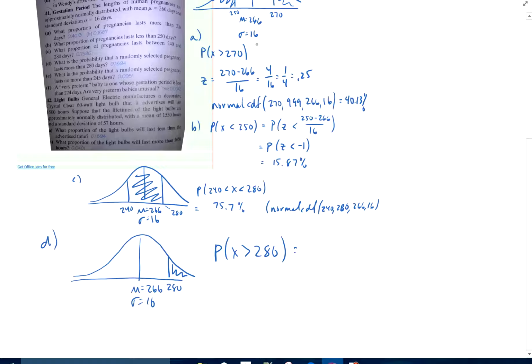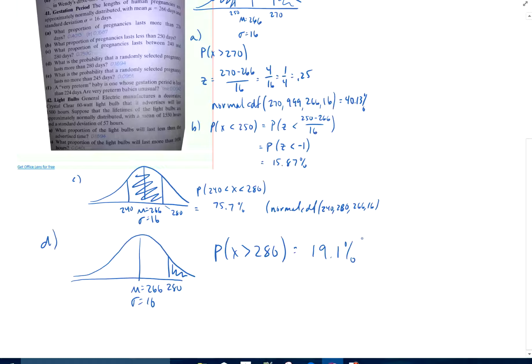Okay, since we've done the z-scores, I know you know how to do the z-scores. So we do this right on the calculator. That's normal CDF, minimum 280, maximum a really big number 99999, mean 266, standard deviation 16. So we get 19.1%.